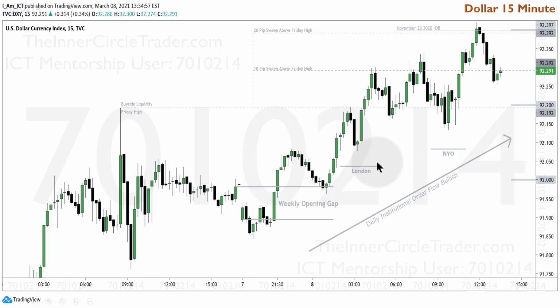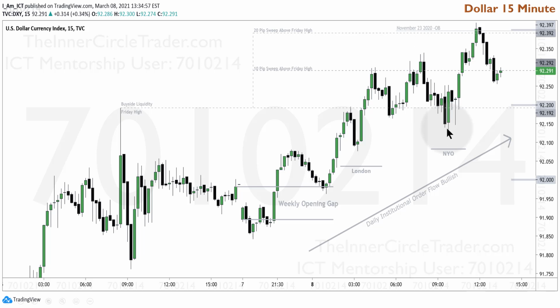Kill zones. London trades in a small little retracement in here and it rallies. Finds some support at a bullish order block. Rallies again. Back down into New York Open. Okay, New York Open has a discount relative to the London low and the high prior to New York session.